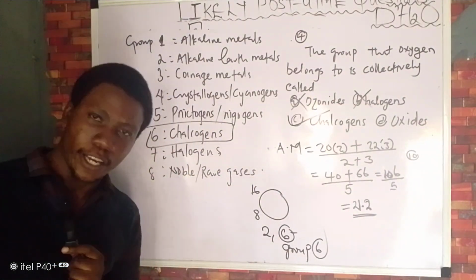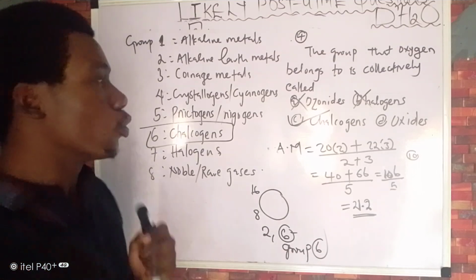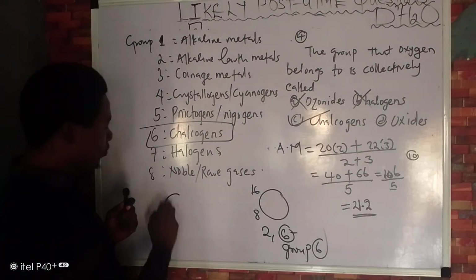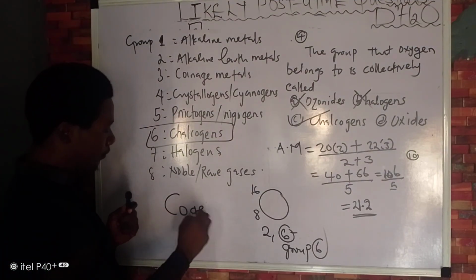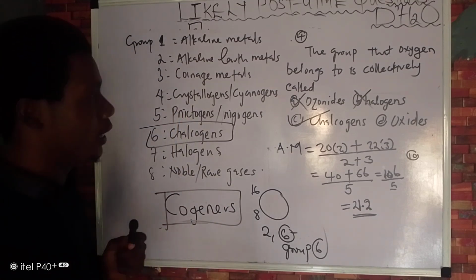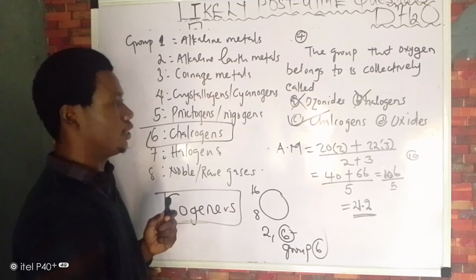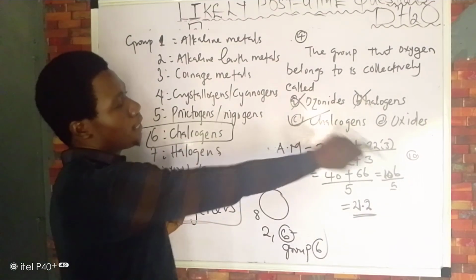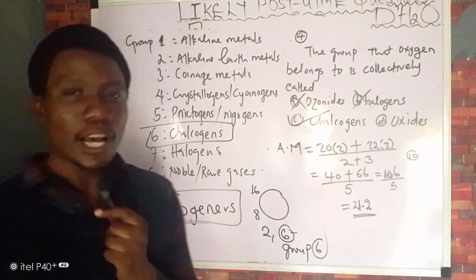Don't forget that members of the same group in the periodic table are known as congeners. So the members of group 6 are congeners, and the name of that group is called the chalcogens.